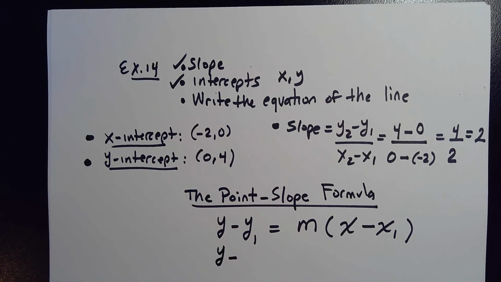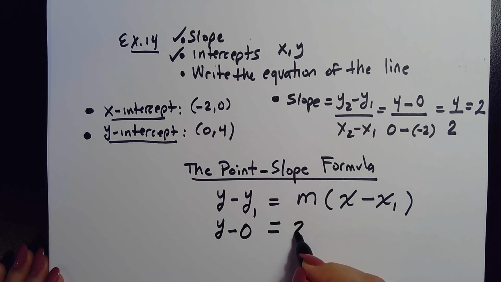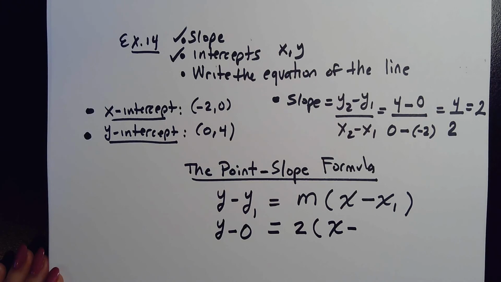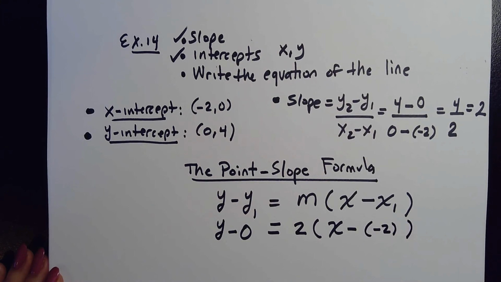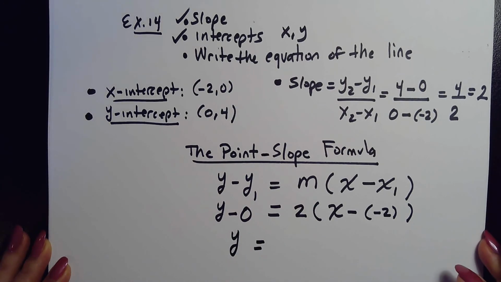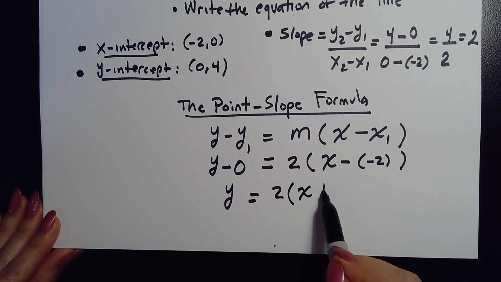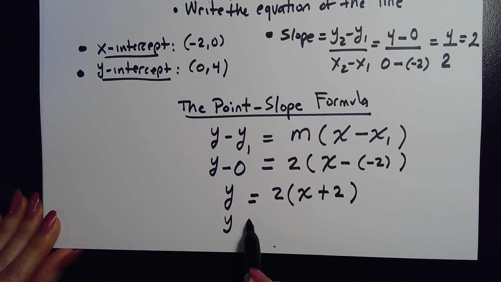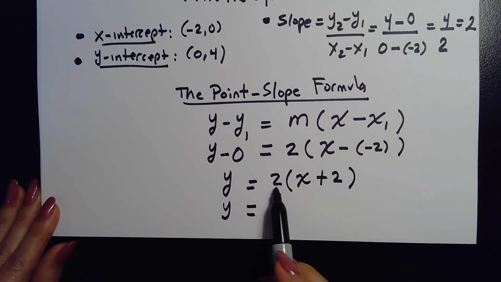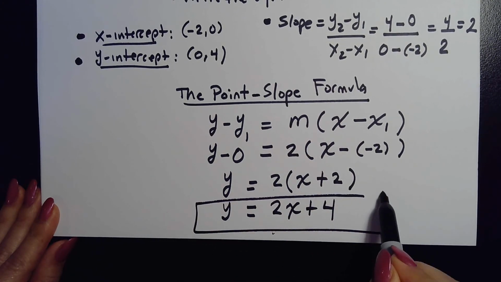So y minus y1, remember that y1 is 0, right, is equal to m, your slope is 2, x minus x1 is -2. Be careful with the double negatives here. The minus comes from the formula, so it's minus, right? So this is going to give me y equals, I'm going to erase the paper a little bit, 2 times x, minus is plus 2. So then this is going to give me y equals, apply the distributive property, 2 times x equals 2x, 2 times 2 equals 4. And so you have the equation of the line.